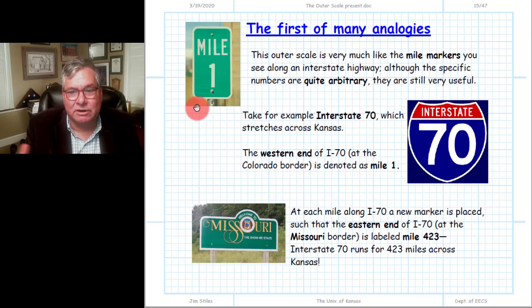When we get to the very eastern end of I-70, at the border between Kansas and Missouri, the mile marker is 423 miles. Of course, that denotes the fact that that marker is 423 miles from the first mile marker, 423 miles from the other border. It takes 423 miles of driving to get from the western edge of Kansas to the eastern.